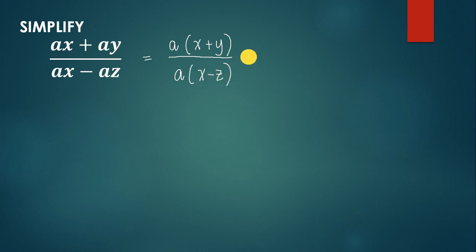Next, ika-cancel natin yung similar o parehas. That's cancel a divided by a. So, that is 1. Cancel lang natin. So, we have x plus y over x minus z as our final answer. Okay. Ayan.